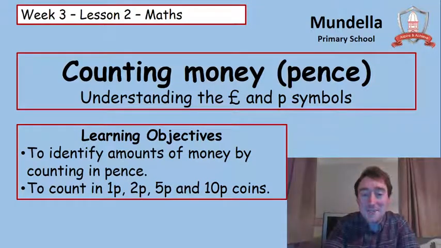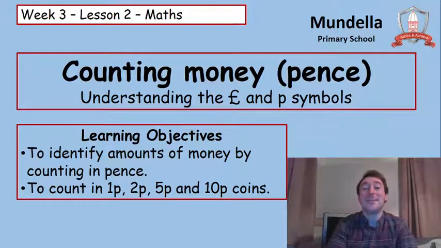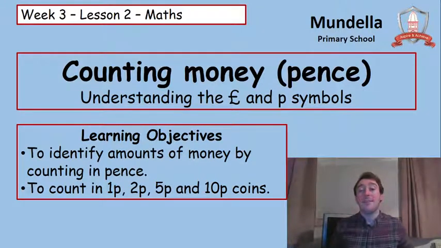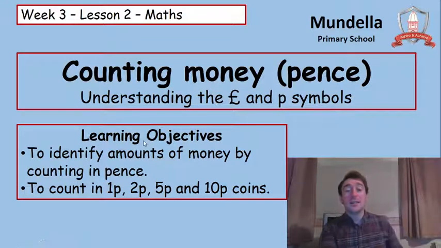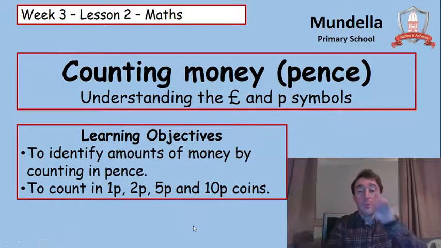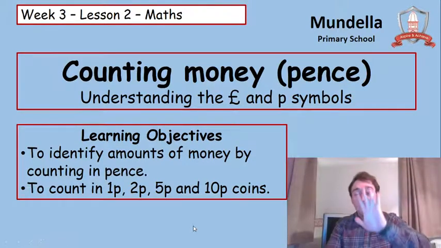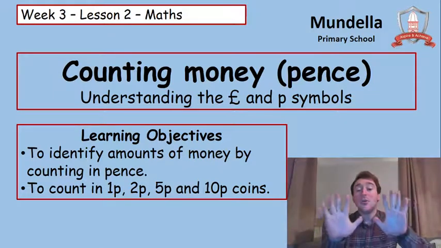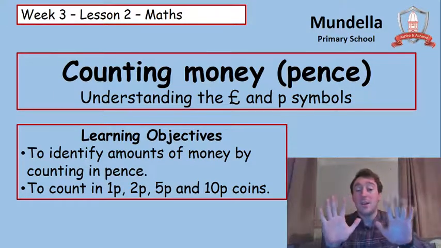Hello everybody and welcome to lesson 2 of maths this week, and today we are moving on to money. We are counting money in pence and understanding the pound and the pennies or pence symbols, okay? Our learning objectives will be to identify amounts of money by counting in pence and to count in 1p, 2p, 5p and 10p coins. And get used to what they look like, okay?